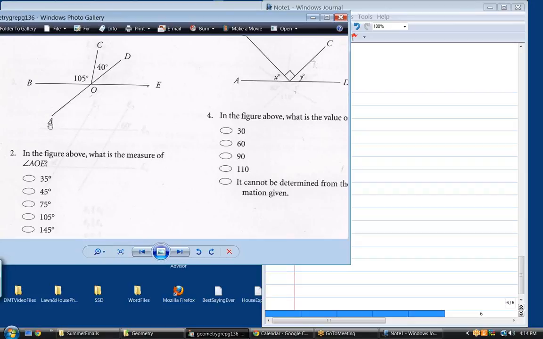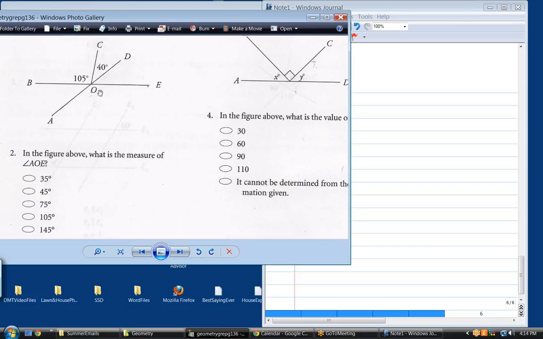Now, you understand how they designate angles, right? When they say angle AOE, you start at A, go to O, go to E, they're talking about this angle right here. Yeah. Okay. Be 145 degrees, wouldn't it? Yeah, and you figure out that this one was 35, and it was the supplement to that. Is that what you did?